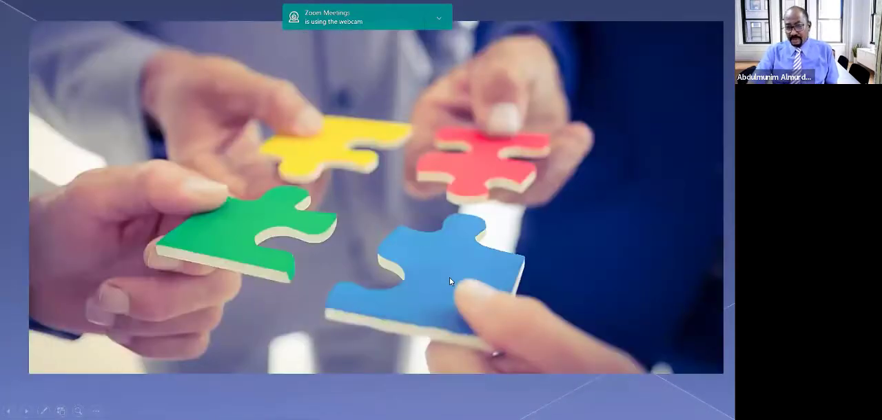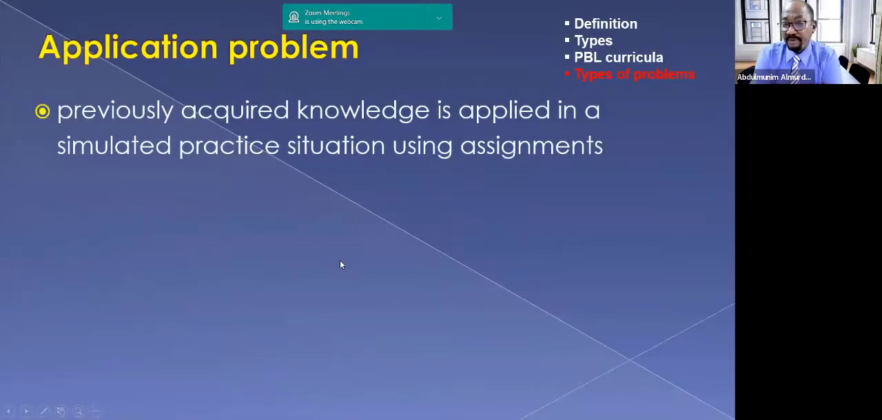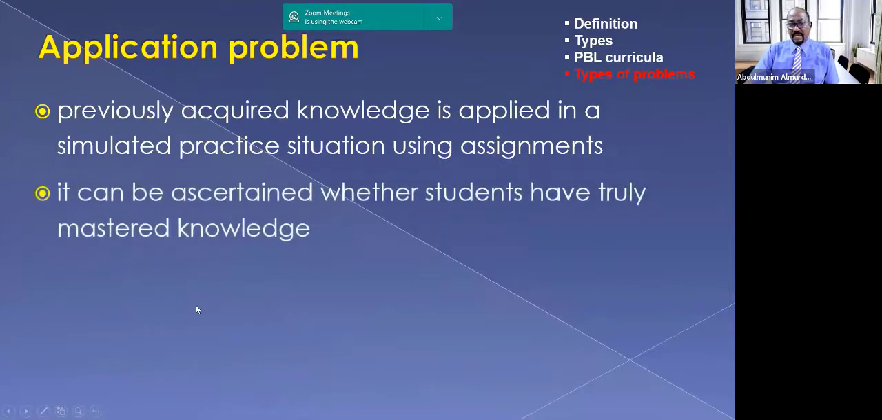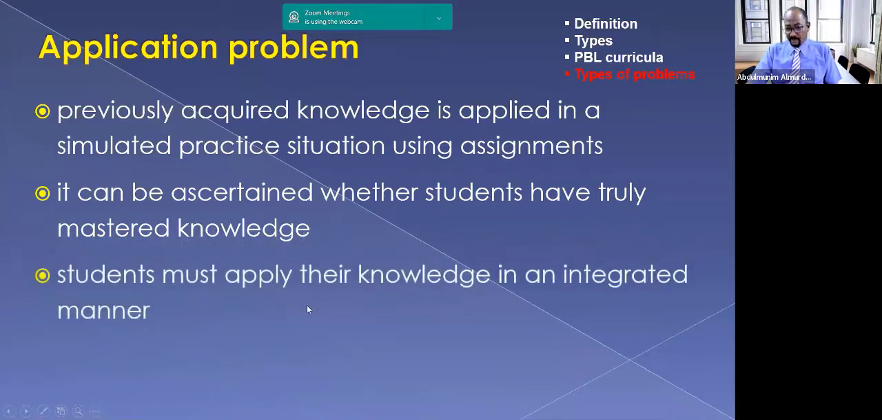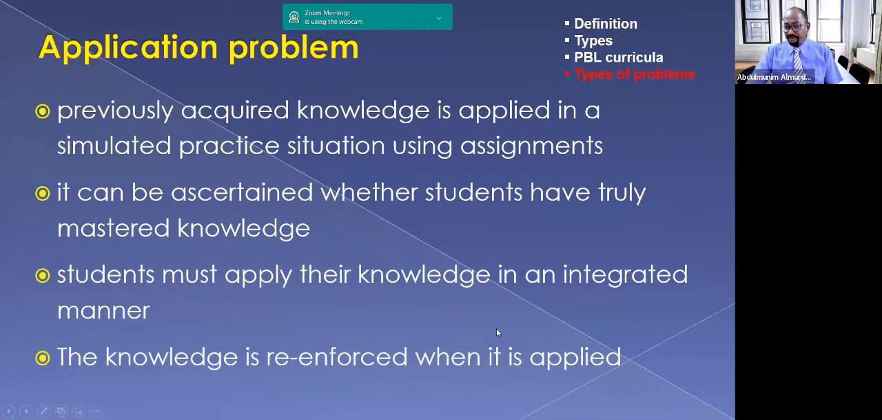Now, the fourth type is called the problem solving type or the application type. Now, the application type requires previously acquired knowledge, and this is applied in a simulated practice situation using assignments. So this is called the application, and in this case it can be certain whether students have truly mastered knowledge. So mastered is a key word here. You make sure that the students master the knowledge by asking them to actually apply the knowledge to a situation, and in that situation they try to solve the problem. The students must apply their knowledge in an integrated manner, and then the knowledge is reinforced when it is applied.